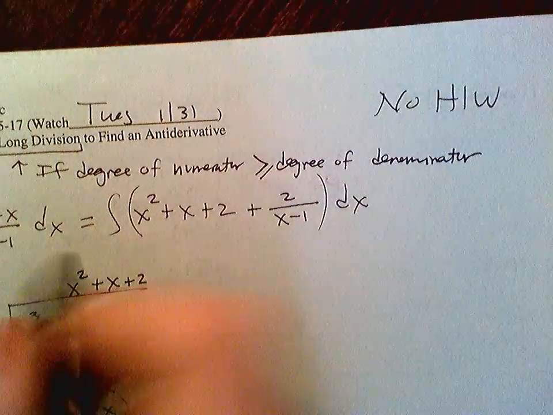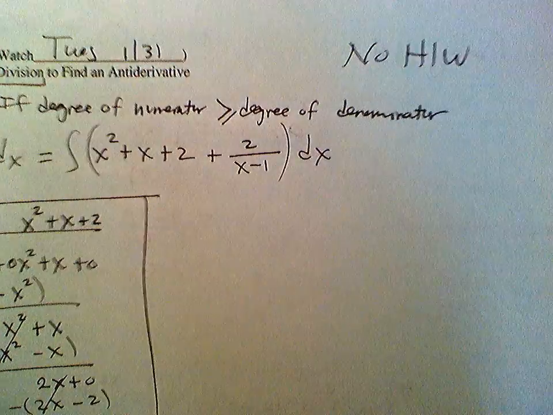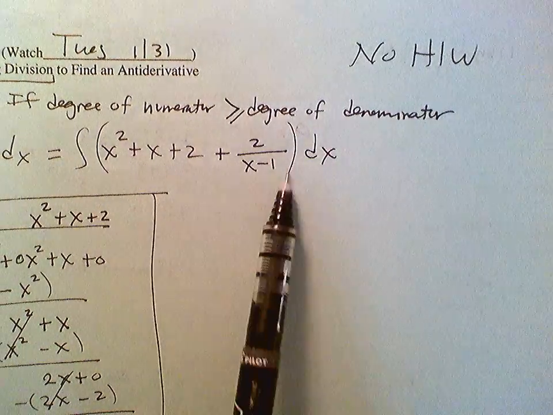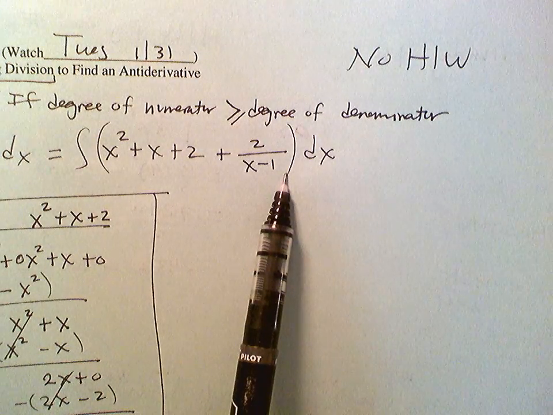Now, let me section that off. So now I'm going to split up. If you're taking the antiderivative of a sum, it is the same as the sum of the antiderivatives, and we can group the sums however we want.